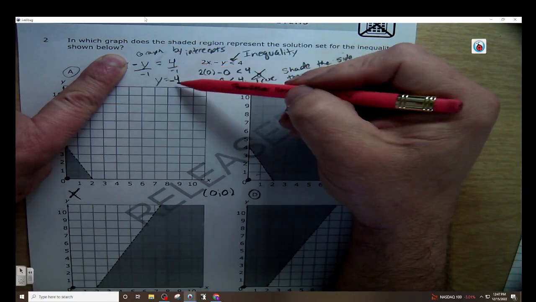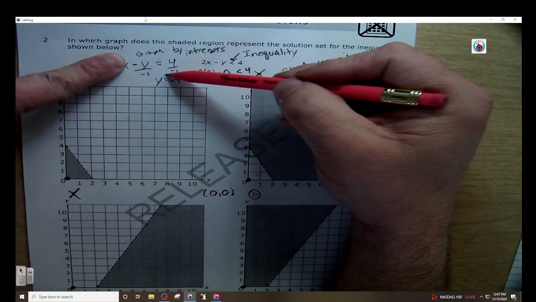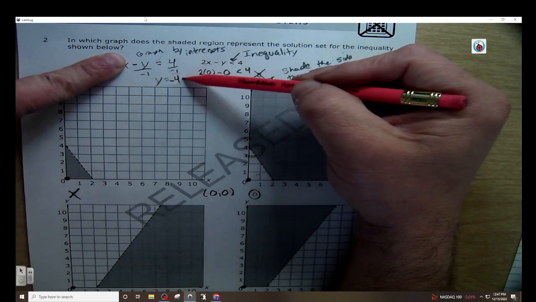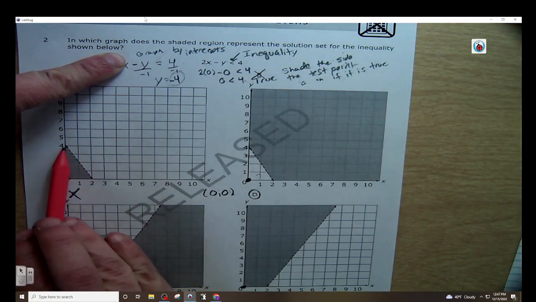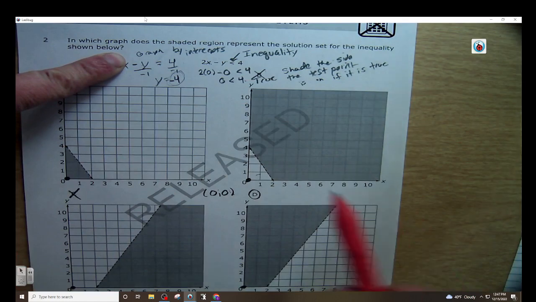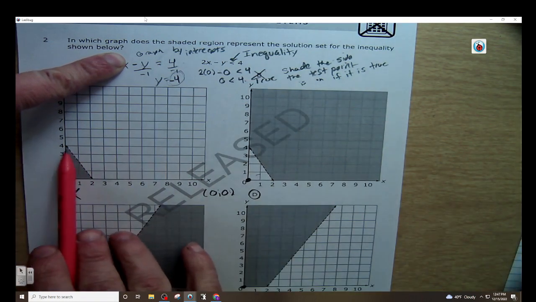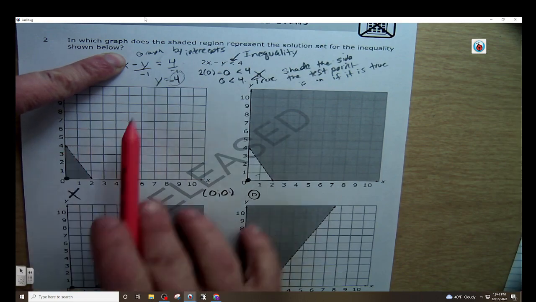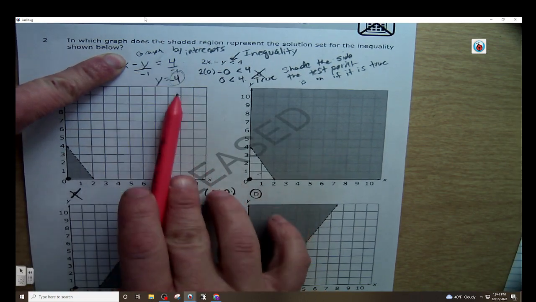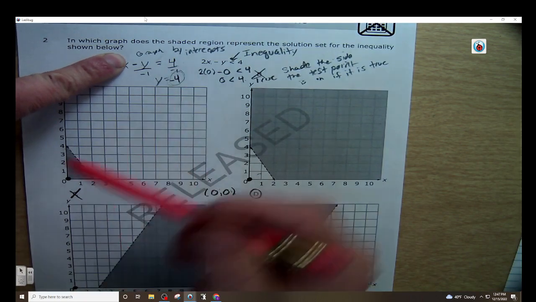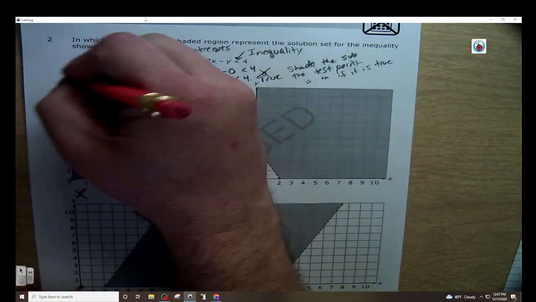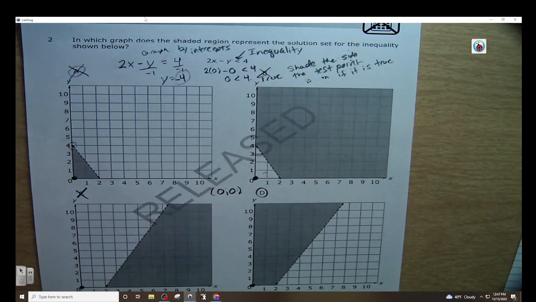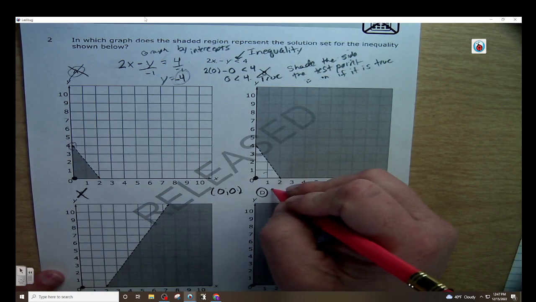Okay, so now looking at this, my y-intercept is negative 4. Notice it's negative 4, not positive 4. Well, look at this. The y-intercept of this, where the line crosses the y-axis, is positive 4. If I solve it for my y-intercept, the y-intercept is negative 4. Well, I know this can't be right because this is positive 4. So I know A is also not correct. So guys, that being said, D would have to be the answer.